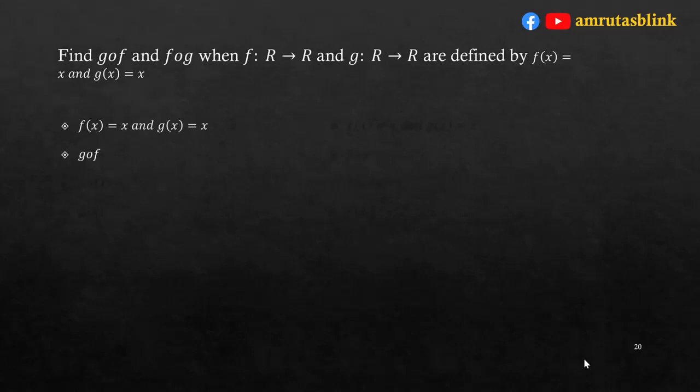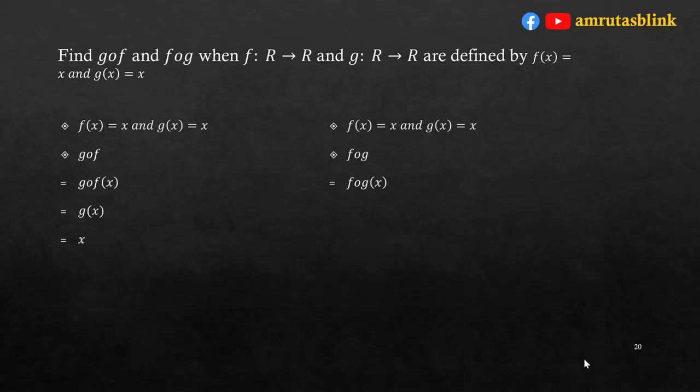So, g of f is equal to g of f of x, that is g of x, and g of x is nothing but x. Similarly, f of g is equal to f of g of x, that is f of x, and f of x is nothing but x. Hence, g of f is also equal to x and f of g is also equal to x.